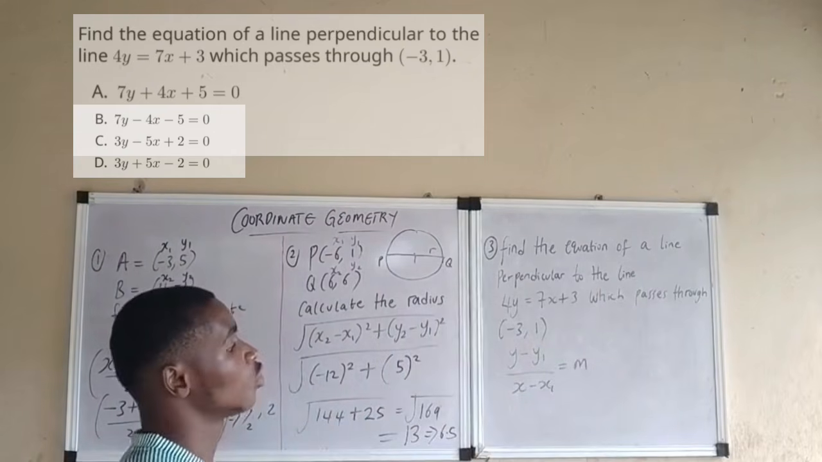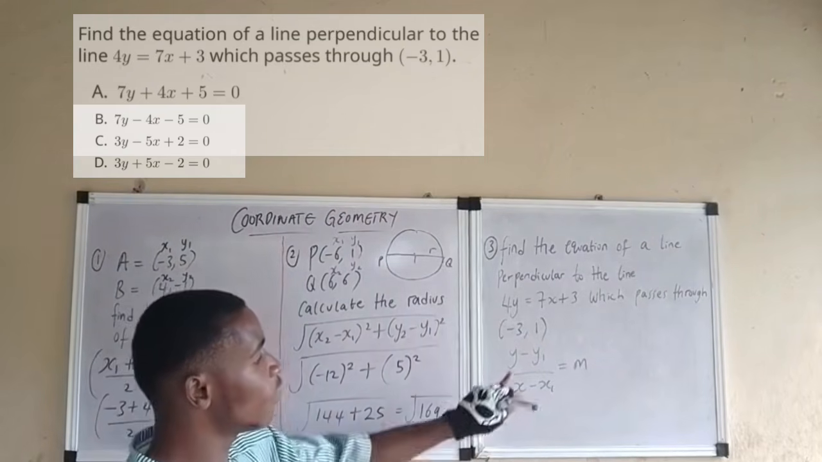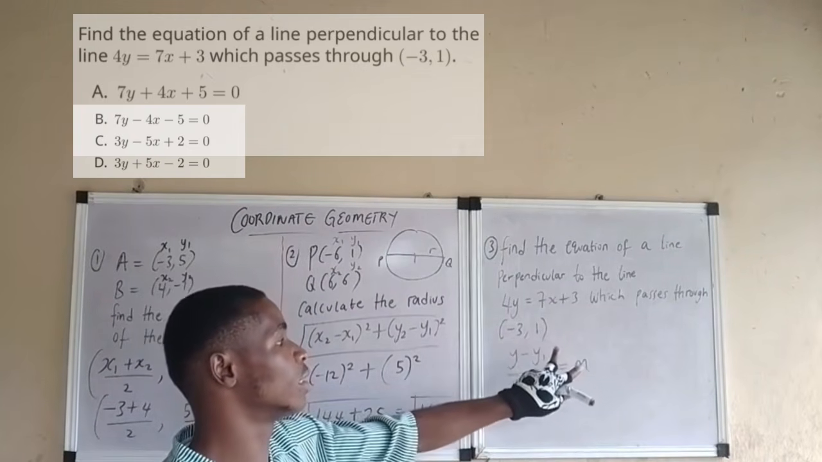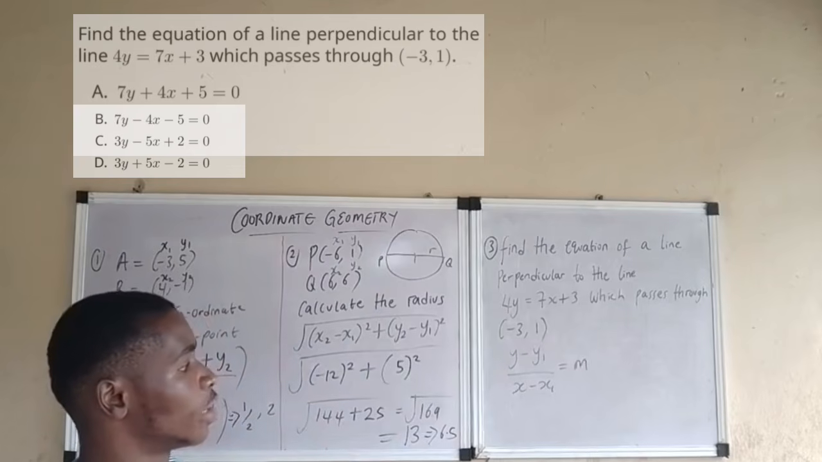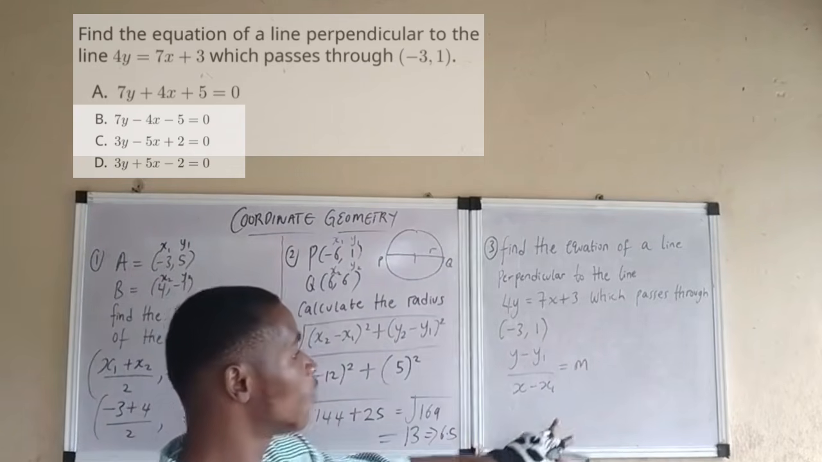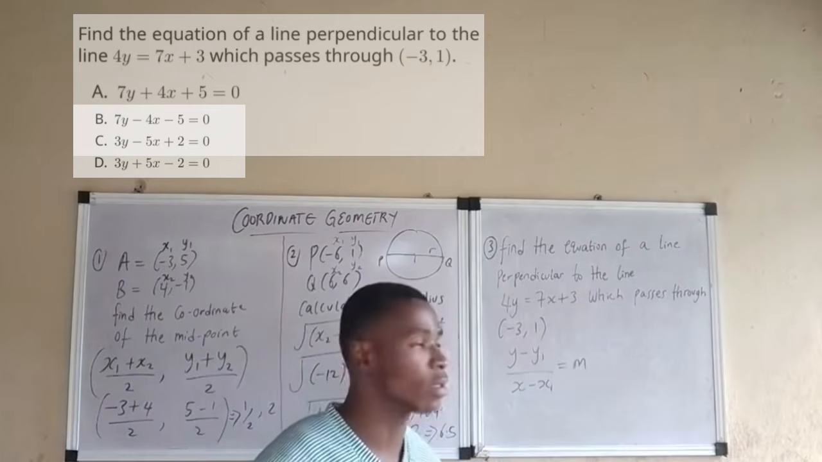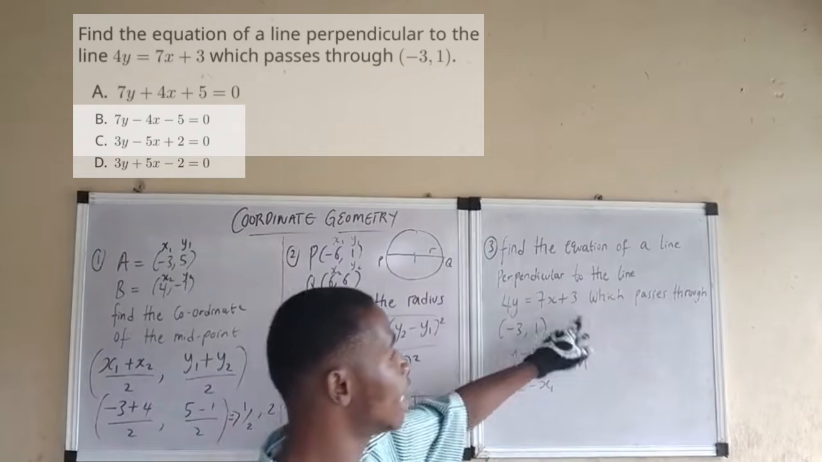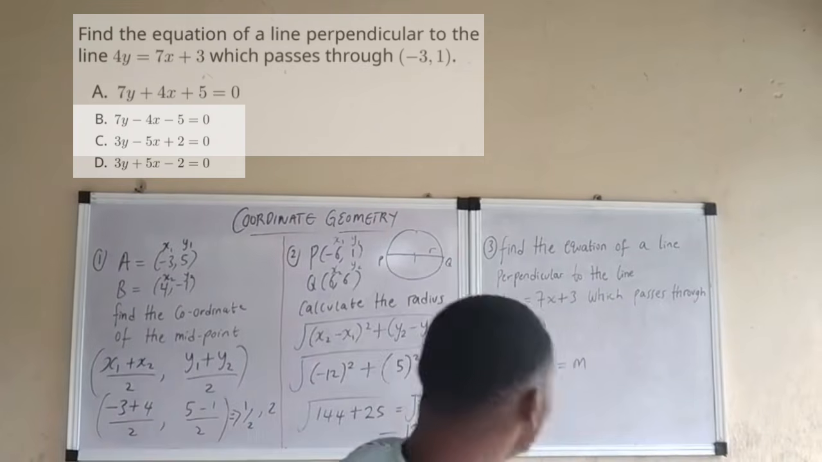Do you understand? So here we already have x1 and y1. x1 is minus 3 and y1 is 1. So we need to find m. m means the gradient. Okay? We need to find the gradient. So we're already given one point on the line, and this line is a perpendicular line.